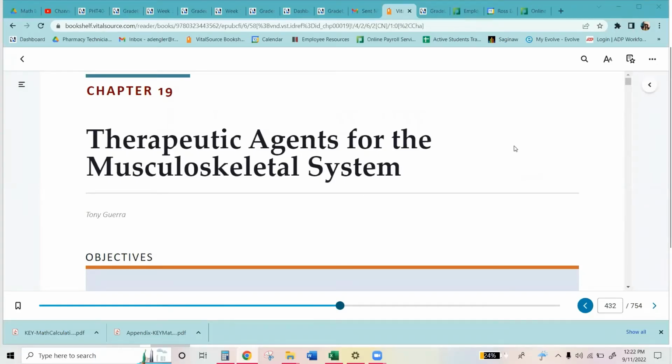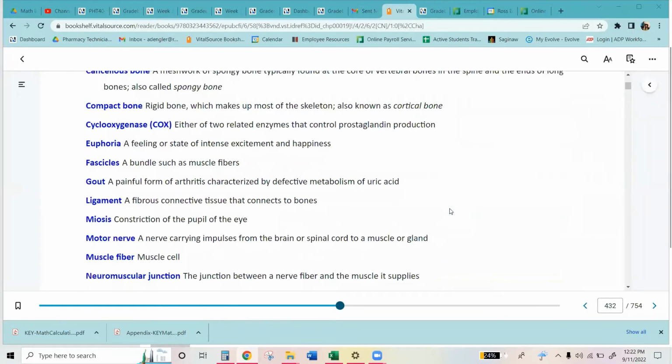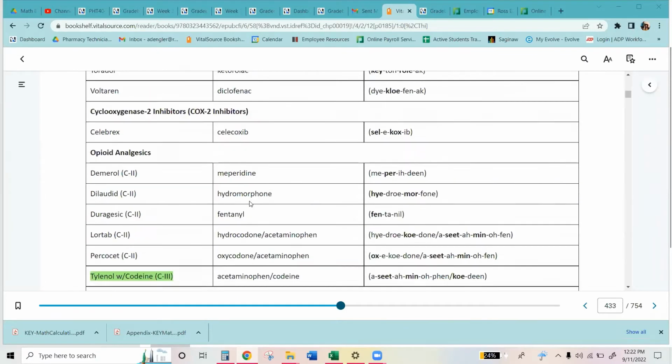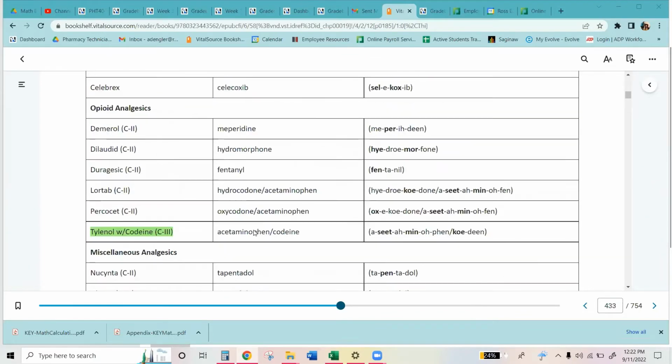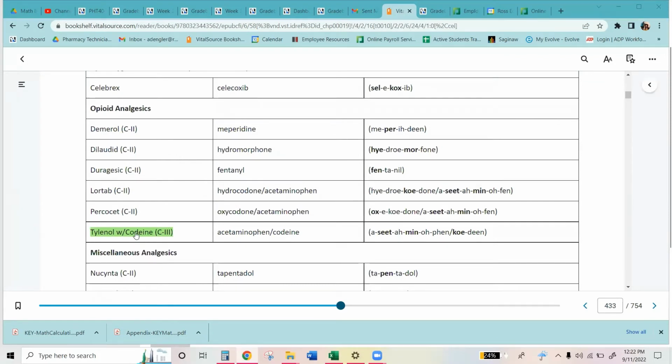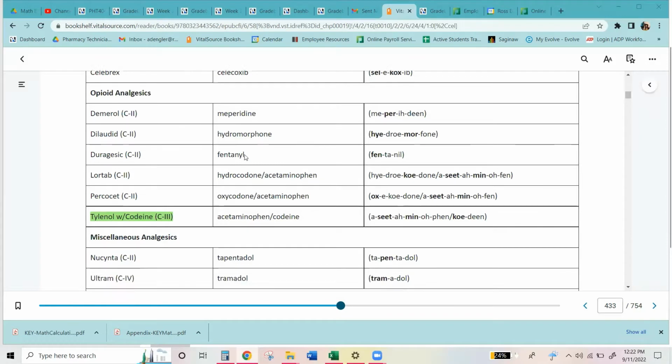Chapter 19, Therapeutic Agents for the Musculoskeletal System. In the beginning of the chapter, we have the common drugs for conditions of the musculoskeletal system. We have salicylates, aspirin, non-steroidal anti-inflammatory drugs, NSAIDs, and a few other ones that we will go over throughout the chapter. And I do have Tylenol with codeine highlighted. That is a C3 opioid analgesic.